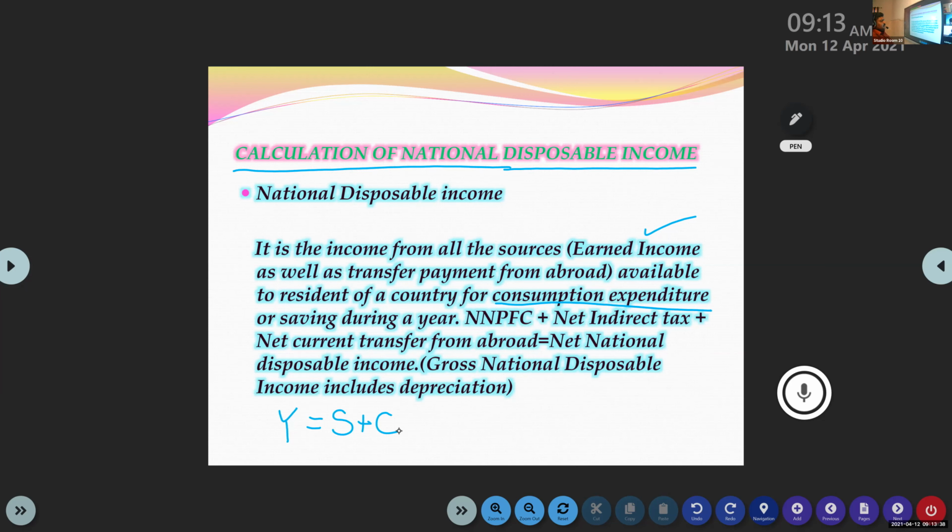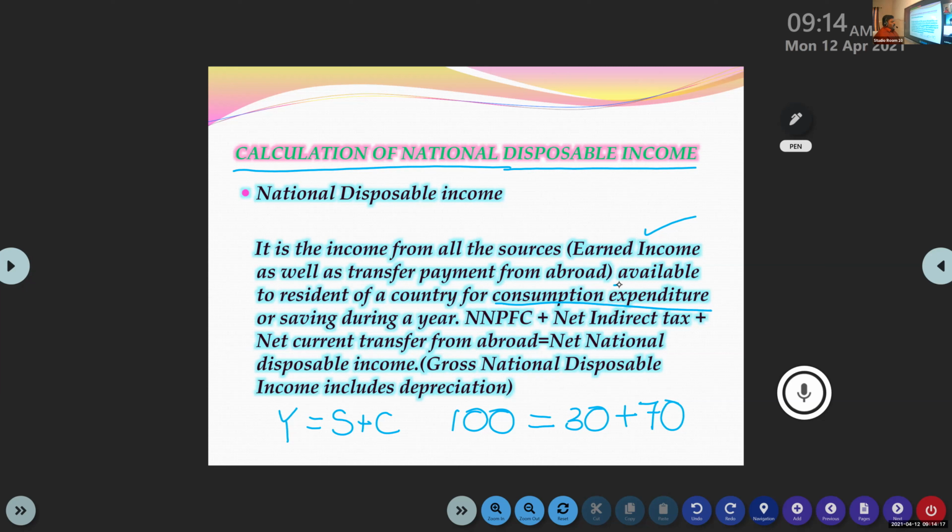Clear? For example, income is rupees 100, equal to, what is the saving? Just imagine 30 rupees he saved and the balance 70 spent. Clear? So income is always equal to savings plus consumption. That's the idea here. Available to the residents of a country for consumption expenditure or saving during a year.